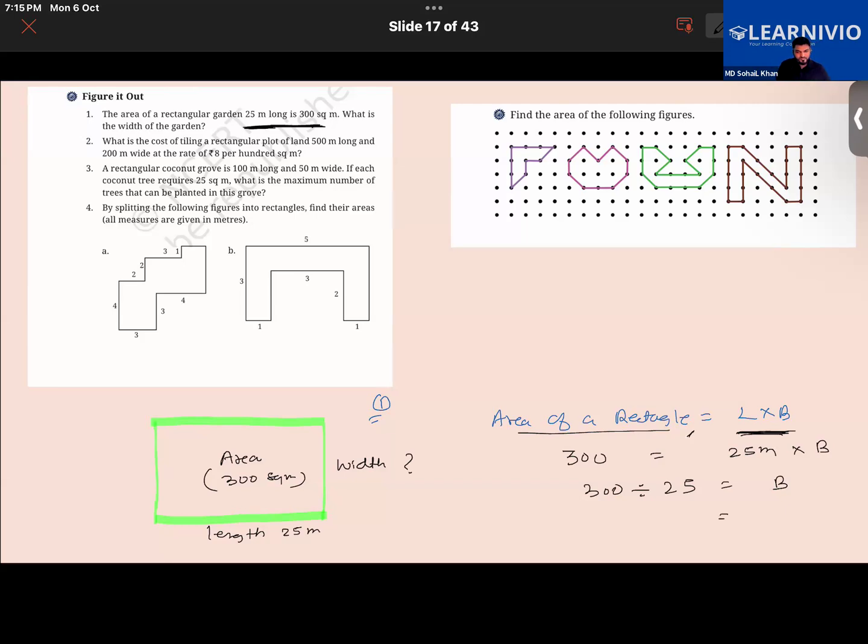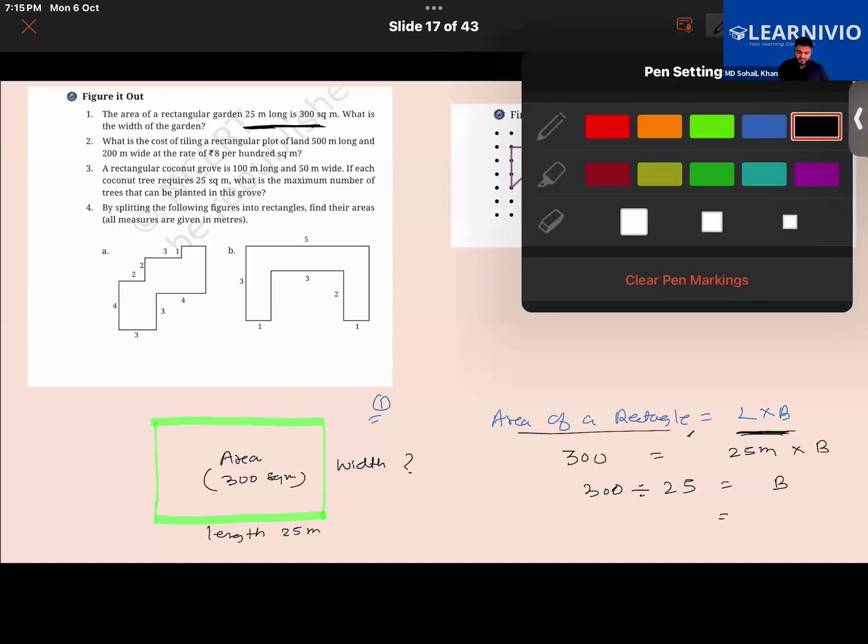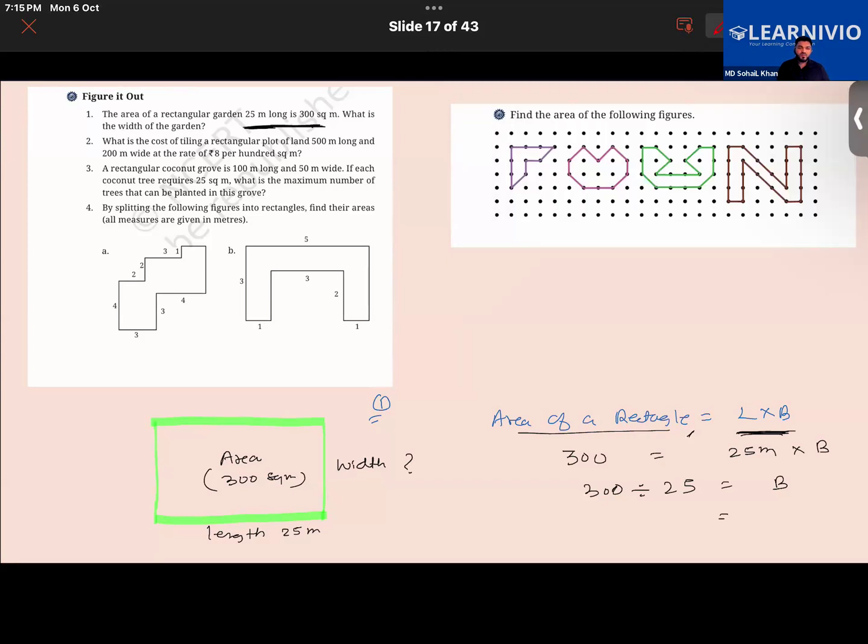300 divided by 25 is equal to how much? Divide it quickly.